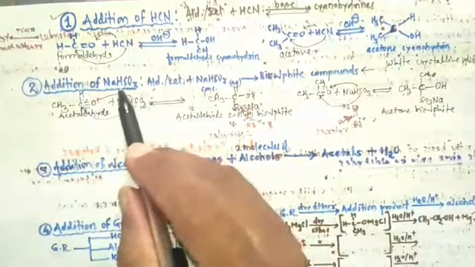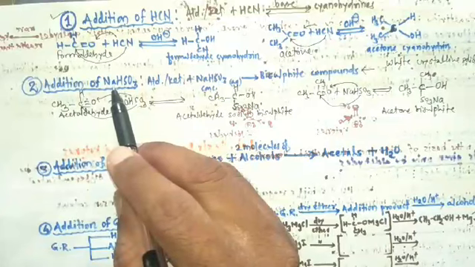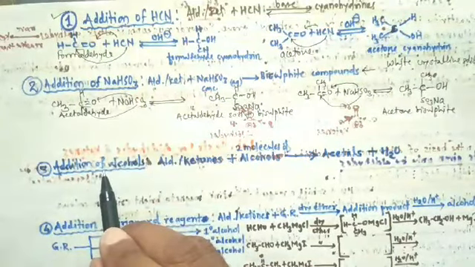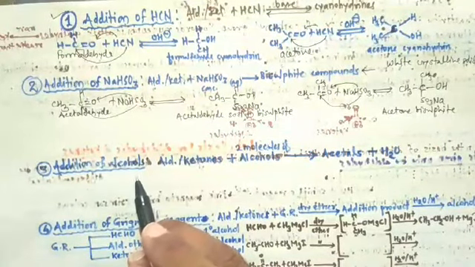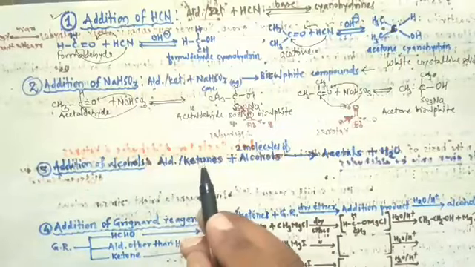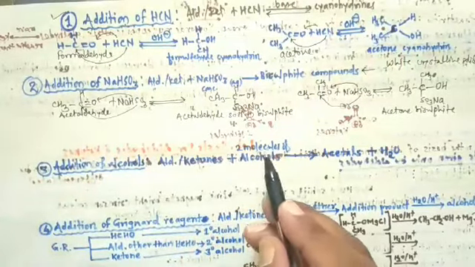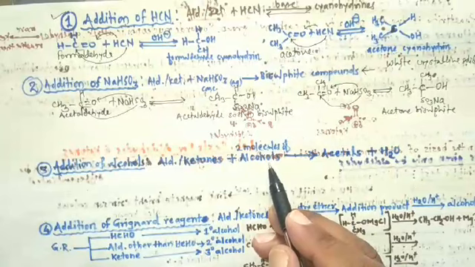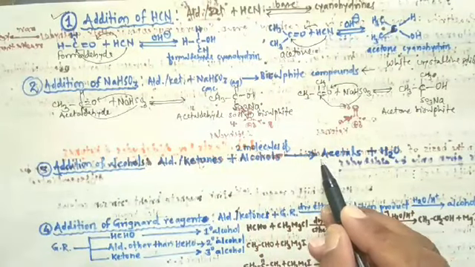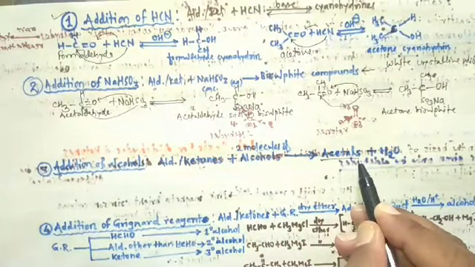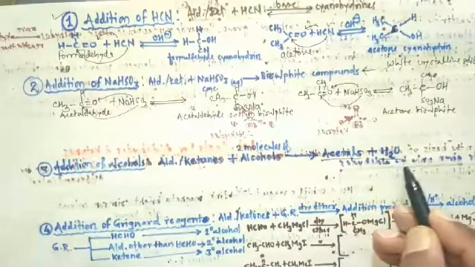After studying this reaction, now we are going to study the next reaction, that is addition of alcohols. Aldehydes and ketones, when they are reacted with two molecules of alcohol, finally produce acetals along with formation of a water molecule.